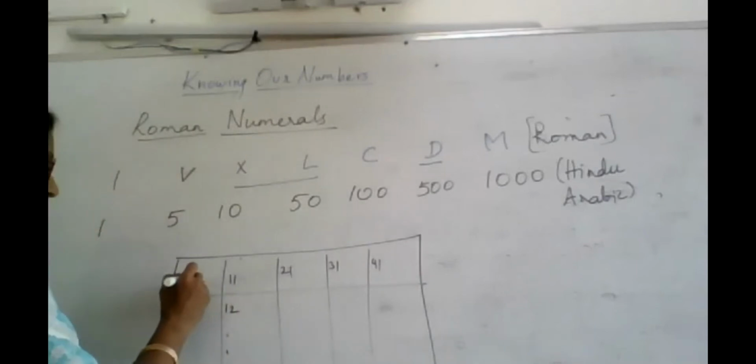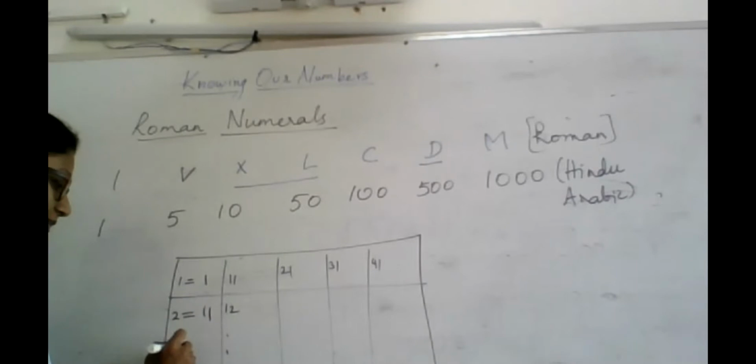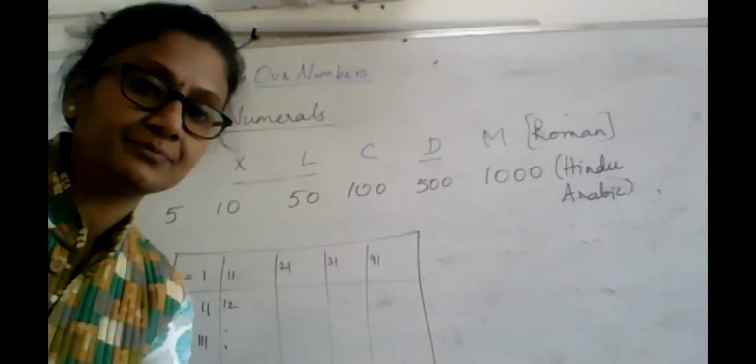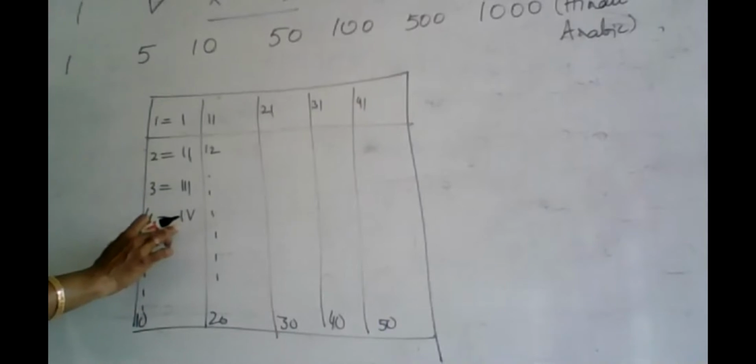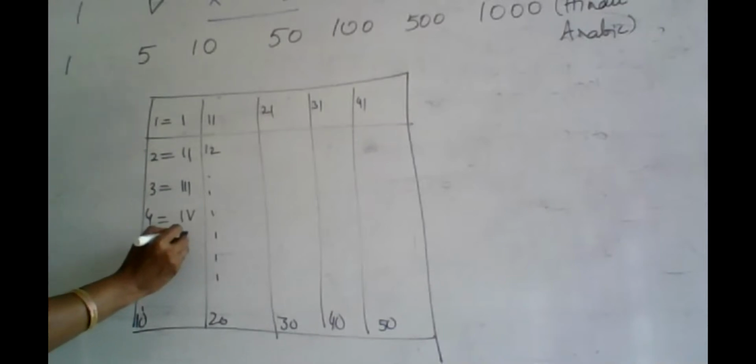So this in Indo-Arabic will be the Roman like this. 2 will be like this. 3 will be like this. Like that you will go. 4 will be 5 minus 1: 5 on the right side and 1 on the left side. So when you have a smaller symbol on the left side of the larger symbol, it is subtraction. So this is 4. Then your 5 will be V. So like this you will go on till 10.